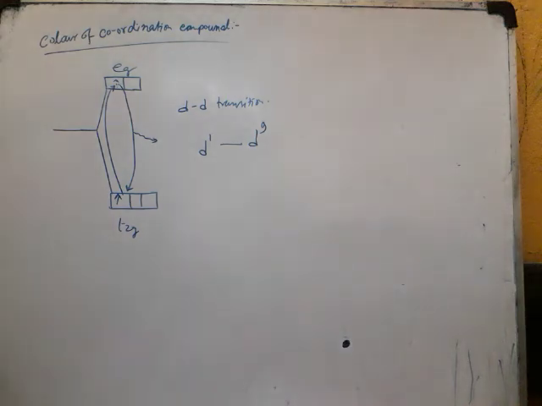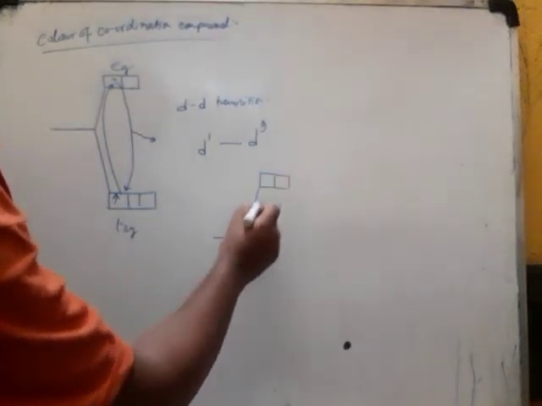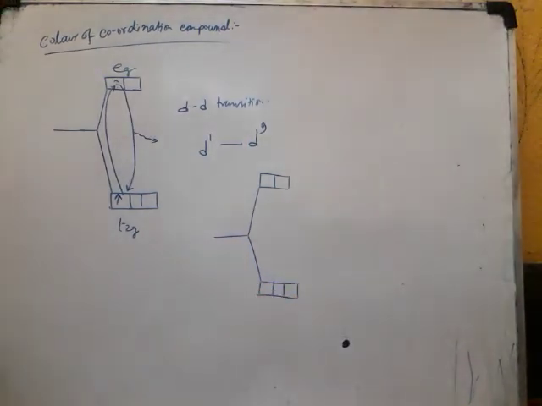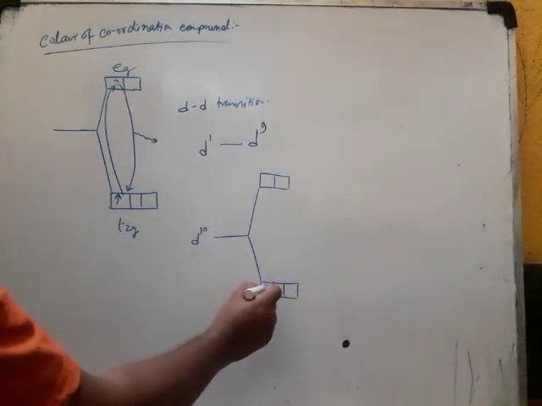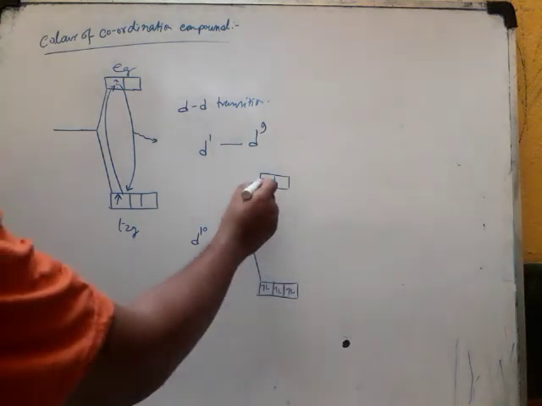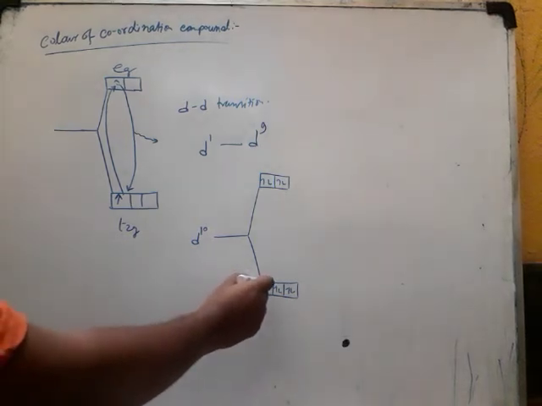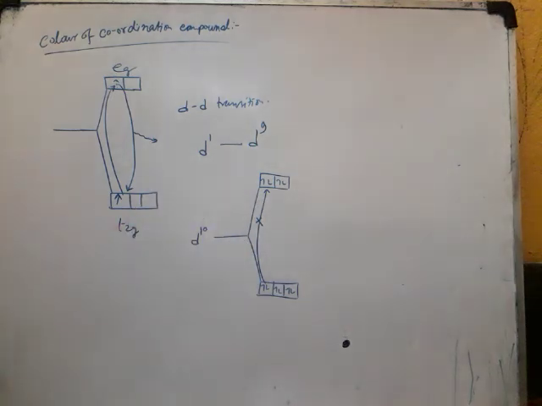So those complexes having electronic configuration d1 to d9, all of these complexes show color. But a complex containing d10 electronic configuration cannot show color, because in d10 configuration all the orbitals are fulfilled.